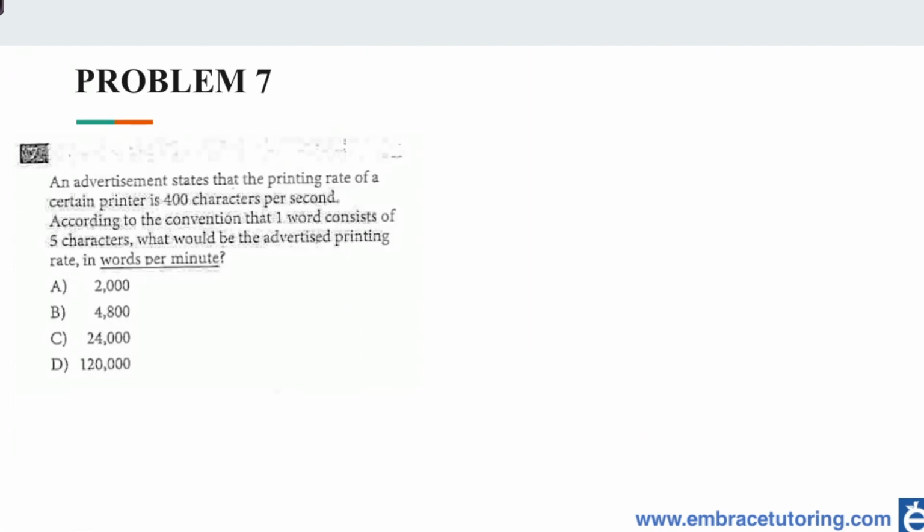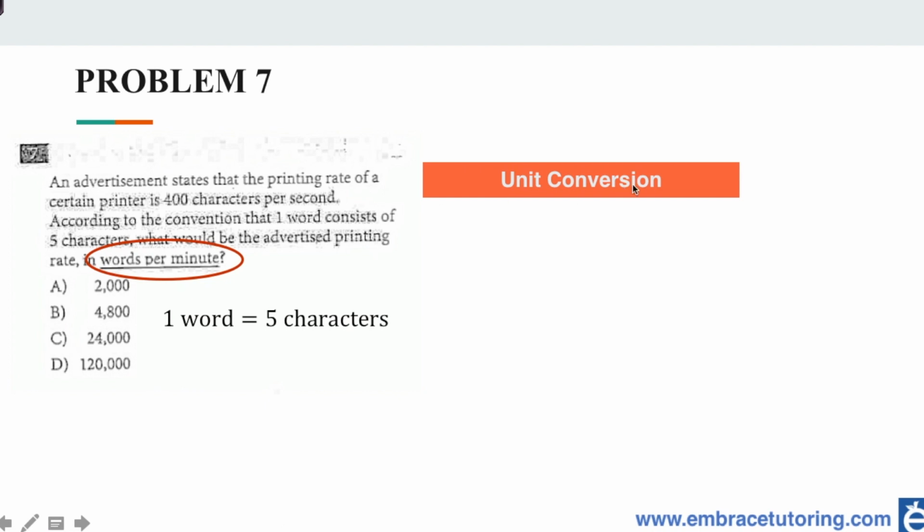Problem number 7 states, an advertisement states that the printing rate of a certain printer is 400 characters per second. According to the convention that one word consists of 5 characters, what would be the advertised printing rate in words per minute? The moment that they're giving you units here, and the moment they start providing you unit conversions of one word equals 5 characters, you should immediately recognize this is going to be a standard unit conversion problem.